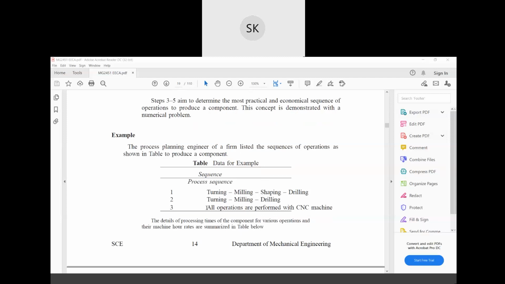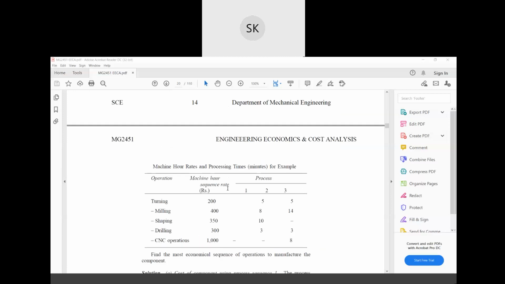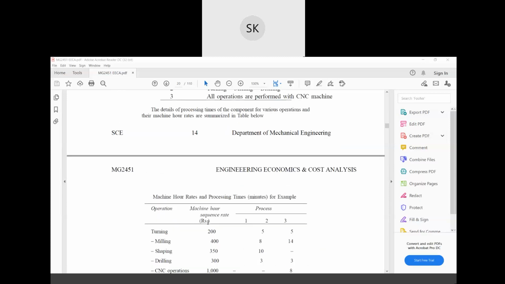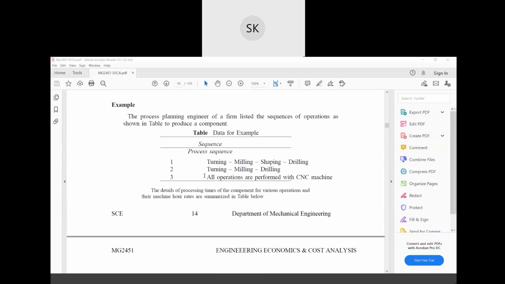Now all operations are performed in a CNC machine. The details of processing times of the component for various operations and their machine hour rates are summarized. So these are the process sequences. This is just an example. Now these are the machine hour rates. For turning it is 200, milling 400, shaping 350, drilling 300 and CNC operation 100. Find the most economical sequence of operations to manufacture the component. Now he is asking you to find which operation sequence is most economical.